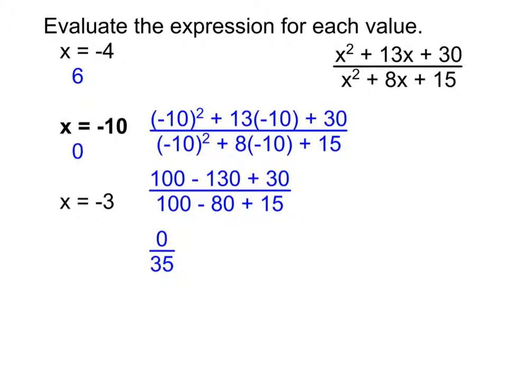So if the 0 is on top, we can do that. Because basically if you have nothing and you split it into 35 pieces, each piece is equally nothing. So for the x equals negative 10, we do get an answer of 0. And of course continue on and do the next one as well.